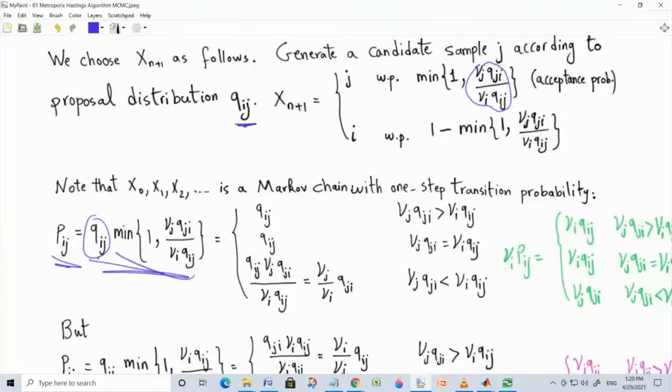Because of this minimum, you can divide into cases. Perhaps this ratio is greater than 1, or equal to 1. In both cases the minimum will be 1, and the transition probability from i to j will be Q_ij. Only when this fraction is less than 1 will the transition probability from i to j be Q_ij multiplied by this ratio, and you are left with mu_j Q_ji over mu_i.